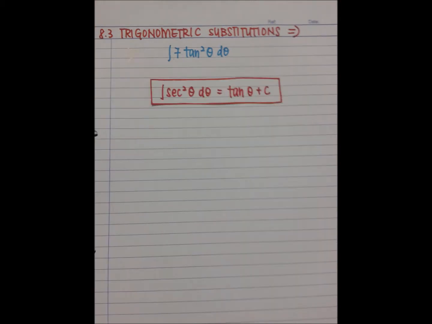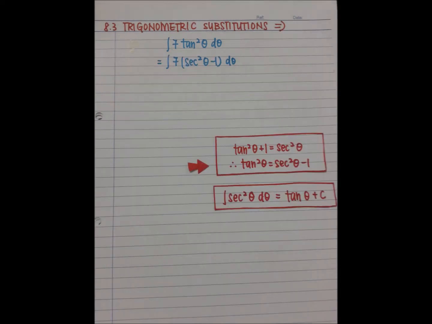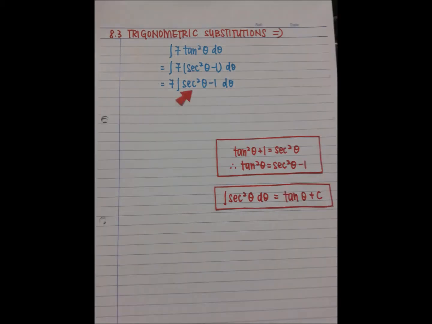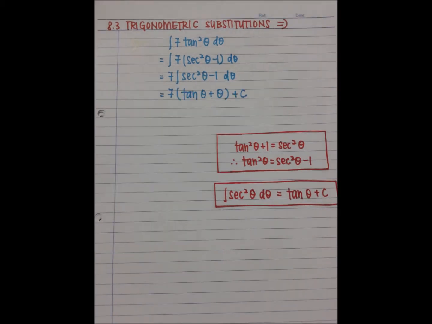However, we know that the integration of secant squared theta equals tangent theta plus c, and that tangent squared theta equals secant squared theta minus 1. So we combine these equations together by substituting this into the equation, and we can integrate secant squared theta by using this formula. So finally, we have our answer as 7 times tangent theta minus theta plus c. I made a mistake here, it should be minus and not plus. I'll correct it soon.